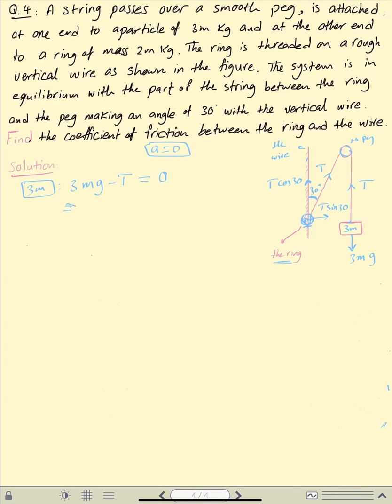So from this directly, T is equal to 3mg newtons. For the particle 2m now, 2m kilograms.